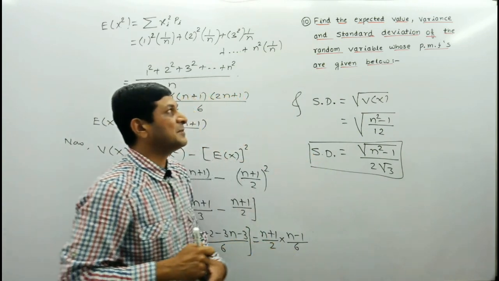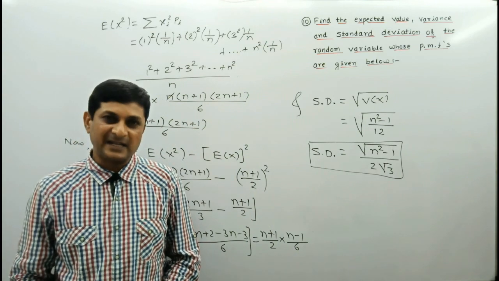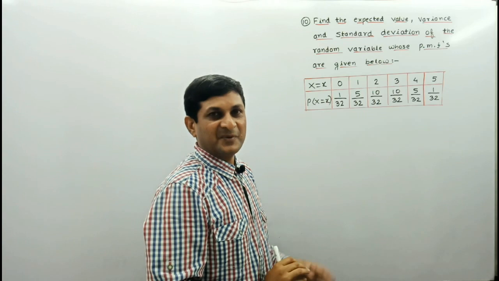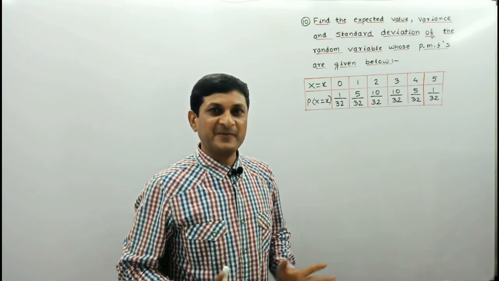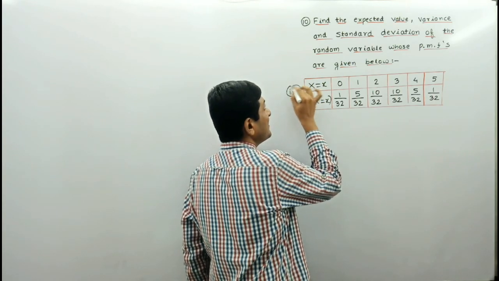Now only one example from this question number 10 is remaining, so let us try to complete the last example also. Now observe the last, meaning the fourth example from question number 10. Here also the probability mass function of discrete random variable x is given to us. Let us try to find our first required value, that is E of x.